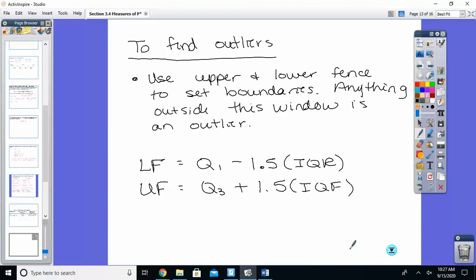Okay, you don't have to memorize these formulas. They are on your handout. You just have to be able to use them and to be able to know what Q1 and IQR mean.